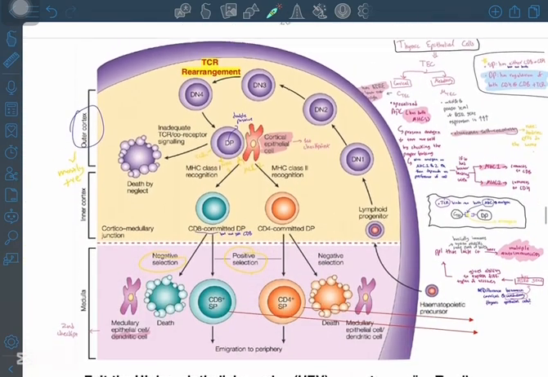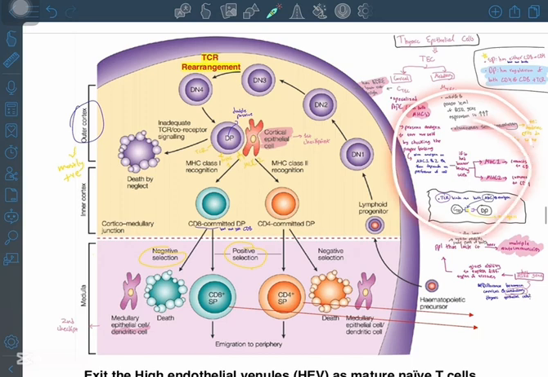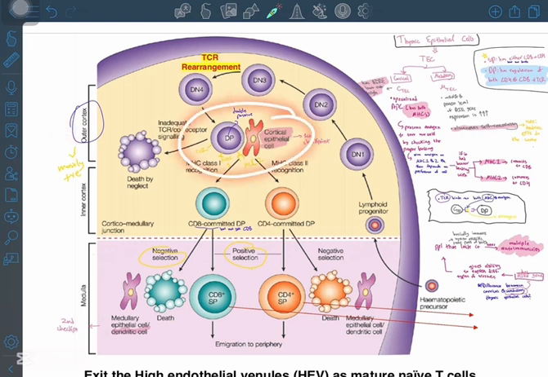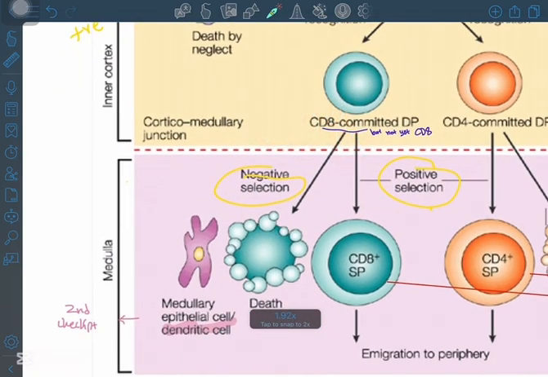Now, if we go back to the figure, basically I explained all of this in this part, which is related to the cortex, outer and the inner. So as I said, double positive, this is the interaction that happened here. And then let's say it recognized MHC1, so it's committed CD8. And let's focus here a bit. Now it entered the corticomedullary junction. And it entered the medulla.